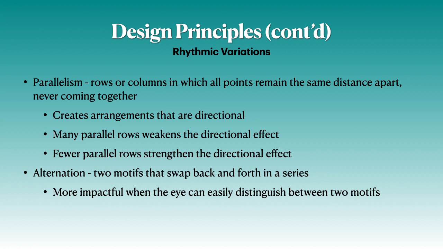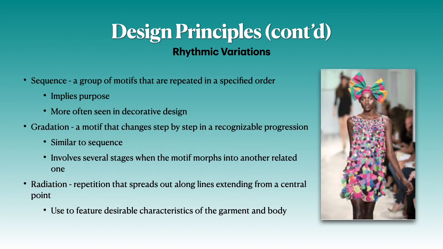So, alternation is when two motifs are swapped back and forth in a series. So, it's more impactful when the eye can easily distinguish between the two motifs when using alternation. Sequence implies a purpose. So, motifs are presented in a particular order for a reason. It is more often seen in decorative design.